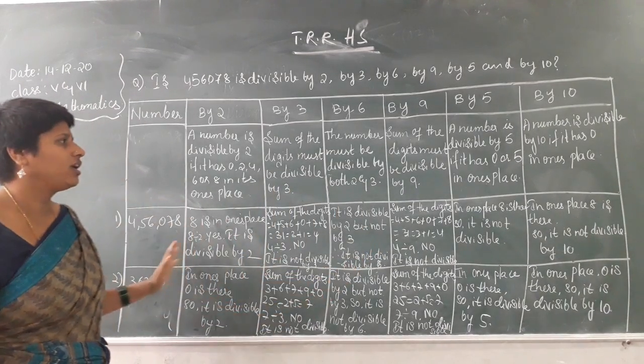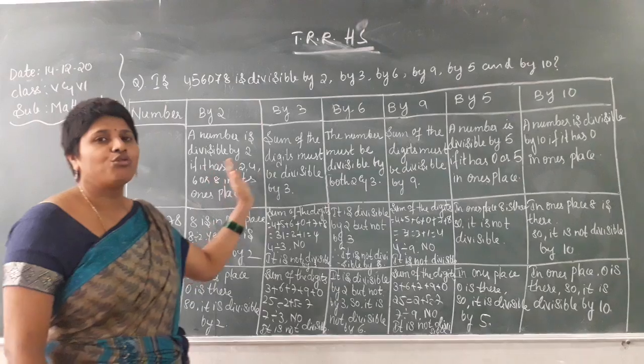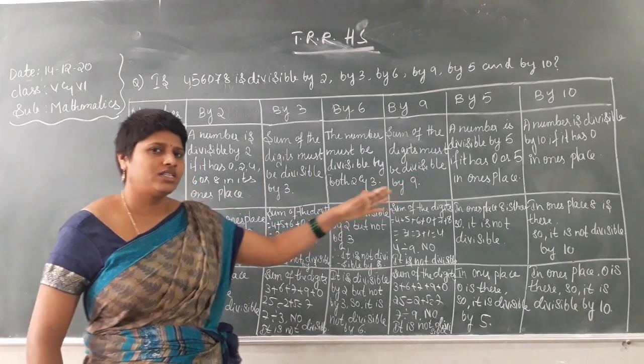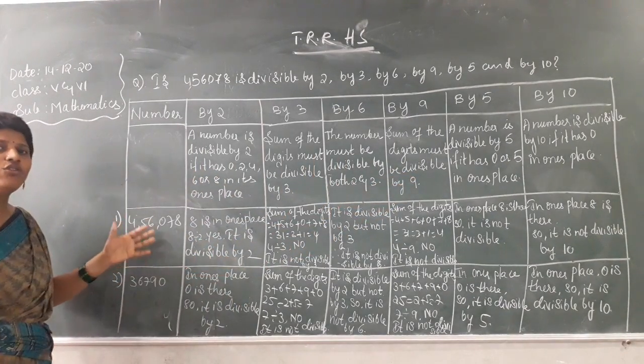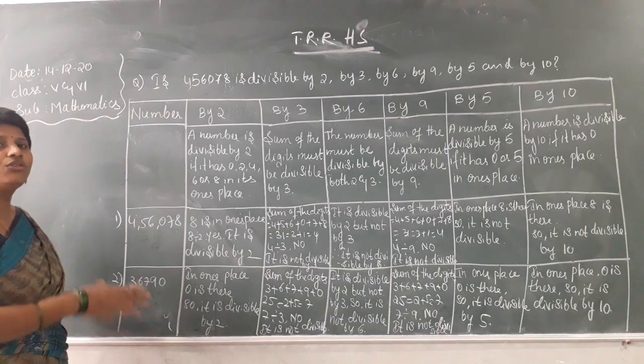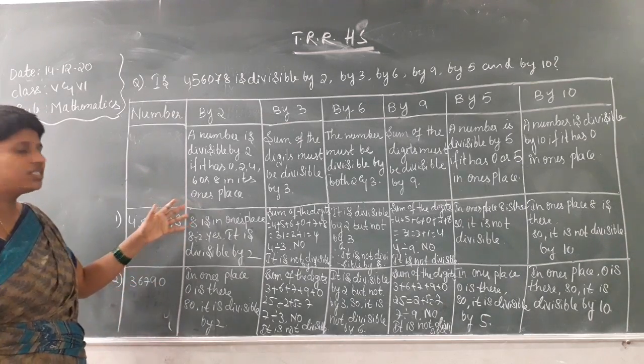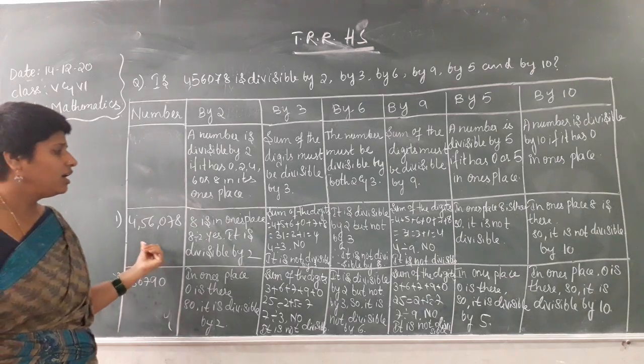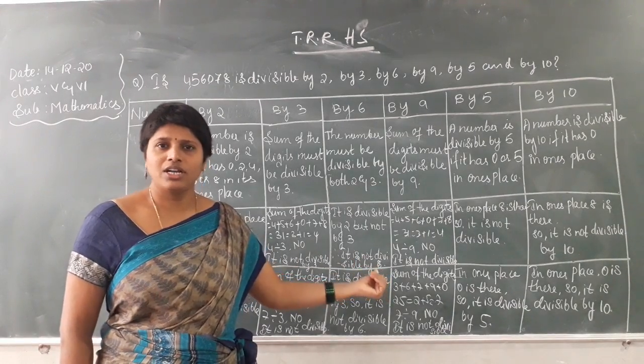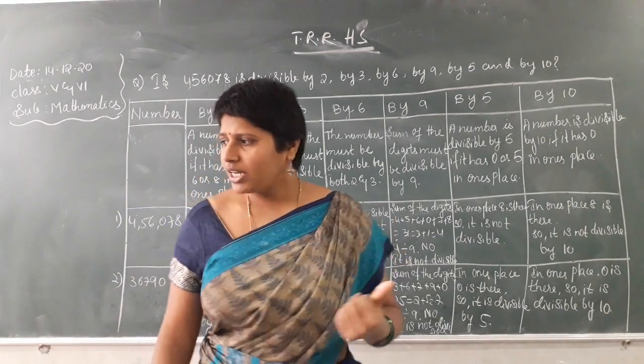So this is how you have to form a table. You have to form a table and you have to write the rules first. Then suppose if I have given you 5 numbers, no need to write all the rules for all the numbers. Once you have written them, you can write down your number and like this you can write down. Clear, children?